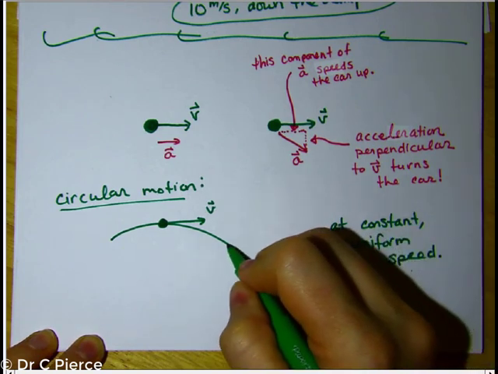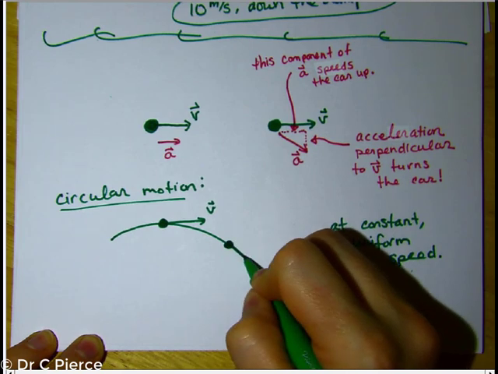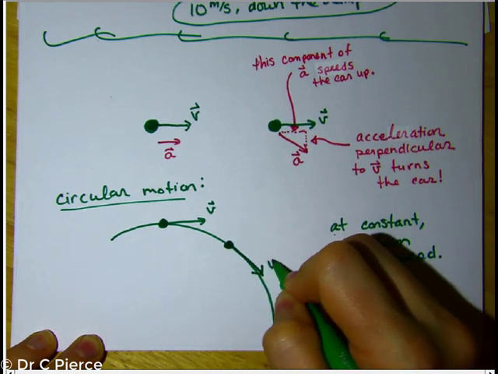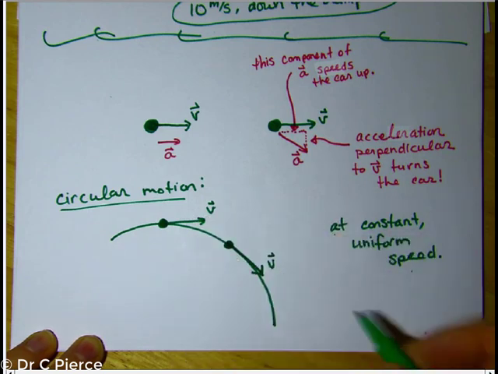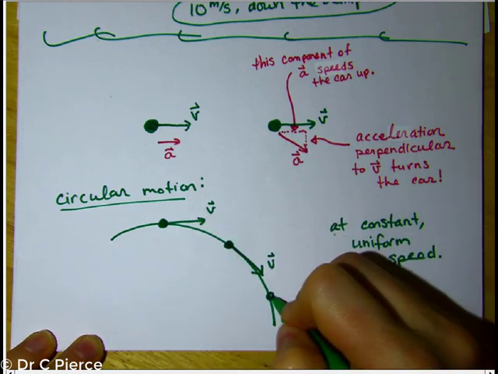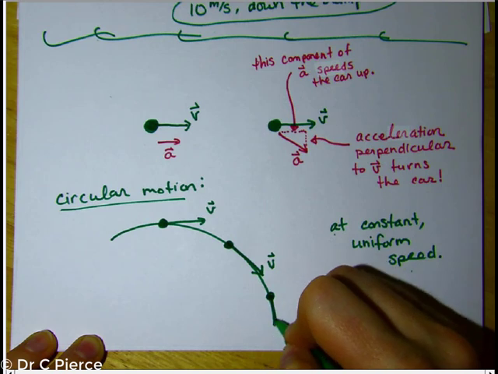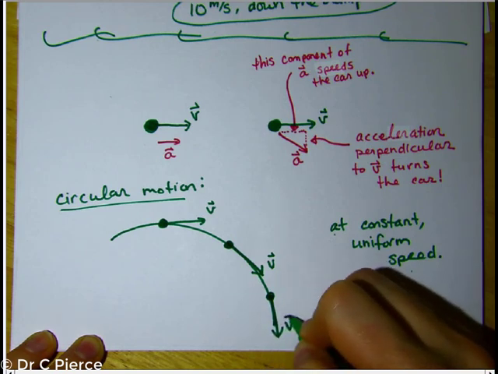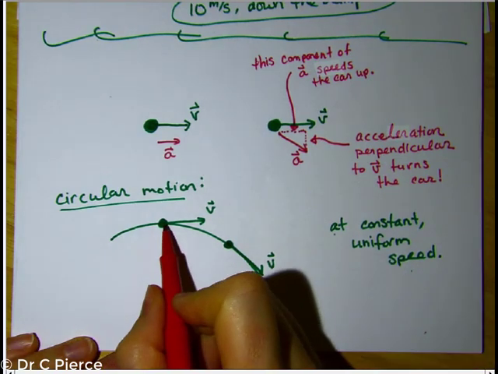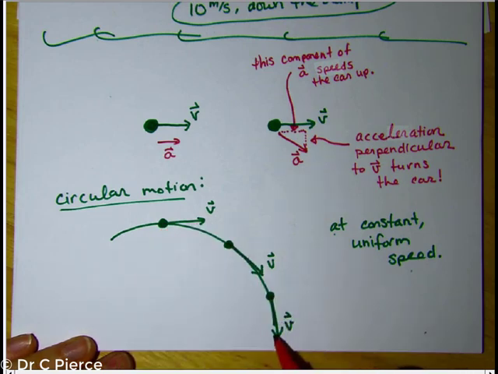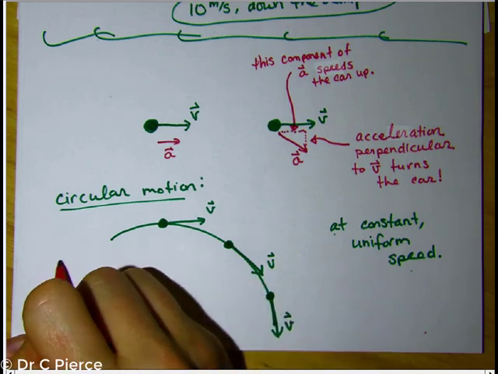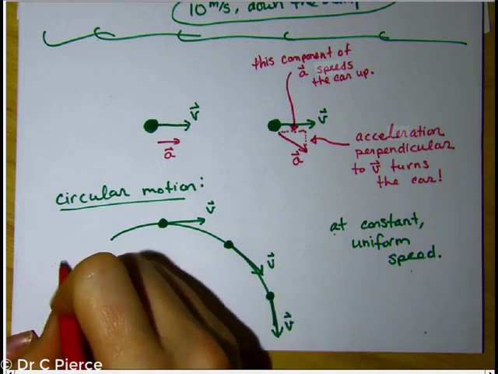So I'm going to draw the velocity always tangent to the path, but having the same length, and that's going to indicate the same speed. So because the car is always turning, the velocity is always changing, not in size, but in direction. So if you're going to turn in a circle, you are always accelerating.